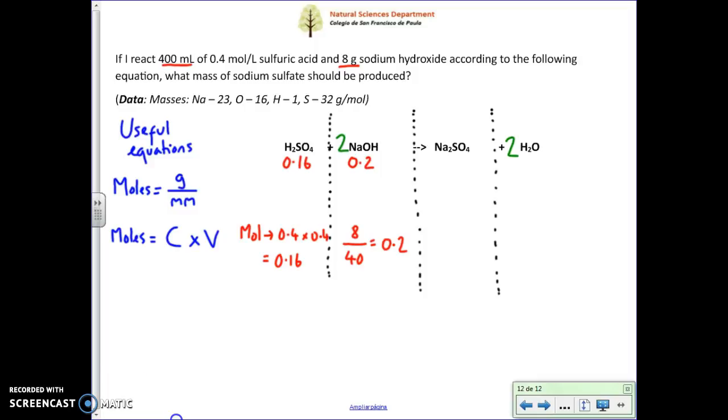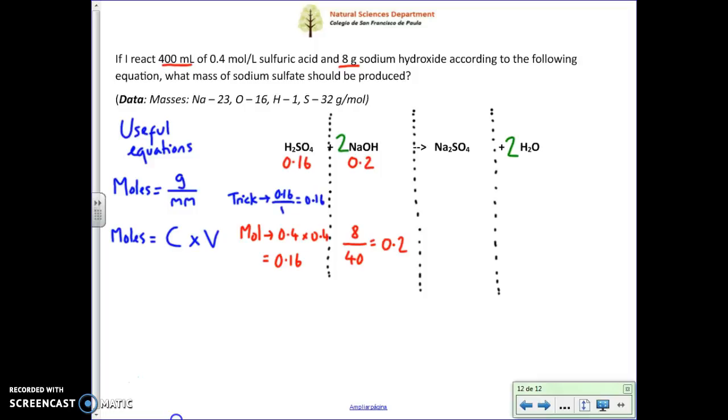Okay, I've got the number of moles of both of them. How do I work out, what's my trick to work out which is the limiting reactant? It's going to involve the number of moles of each reactant and the coefficient. Divide the moles by the coefficient. So, my little trick, to work out the limiting reactant, I need to take the number of moles, in this case 0.16, divided by the coefficient in front of the sulfuric acid, which is 1. So actually, that just gives me 0.16.